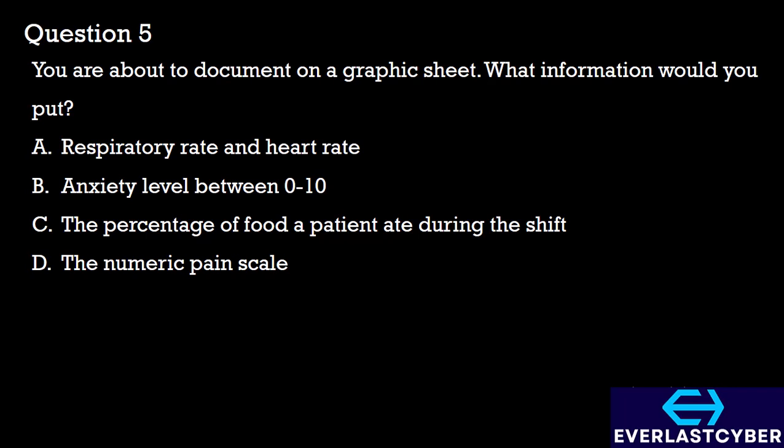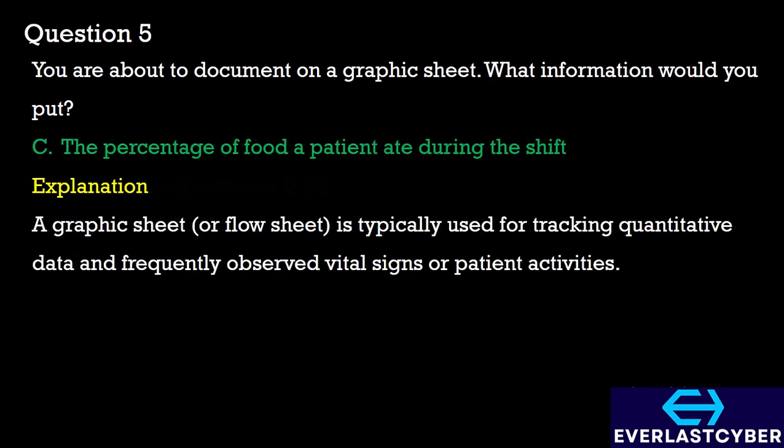A graphic sheet is typically used for tracking quantitative data and frequently observed vital signs or patient activities. The things that can be recorded include the percentage of food intake, that is, how much a patient eats during the shift. This is a typical entry on a graphic sheet as it will provide a daily tracking of the patient's nutritional intake. For option D, pain levels are often documented separately in the pain assessment chart or section rather than a graphic sheet. So our answer here is option C. The percentage of food a patient eats during the shift is what is documented on a graphic sheet.